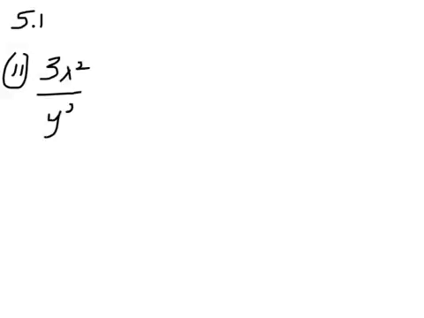All right, in section 5.1, I'm going to start this video with number 11. We have 3x squared over y squared times 3y over 6x. Now, there's a couple of ways we could approach this. One is just to start canceling out stuff before we put stuff together. And that's what I think I'm going to do.